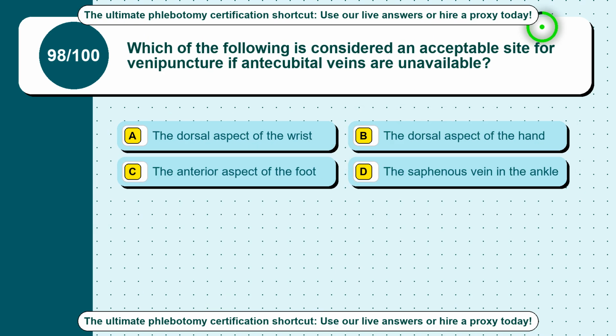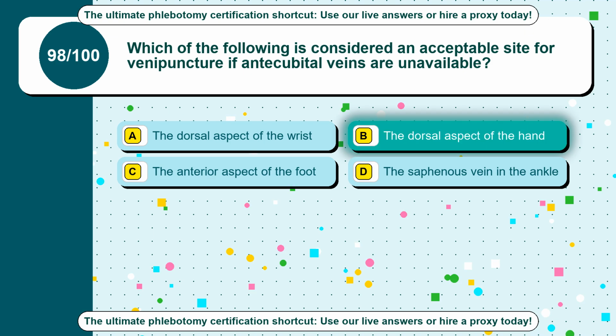Question 98. Which of the following is considered an acceptable site for venipuncture if antecubital veins are unavailable? Option A. The dorsal aspect of the wrist. Option B. The dorsal aspect of the hand. Option C. The anterior aspect of the foot. Option D. The saphenous vein in the ankle. The correct answer is option B.